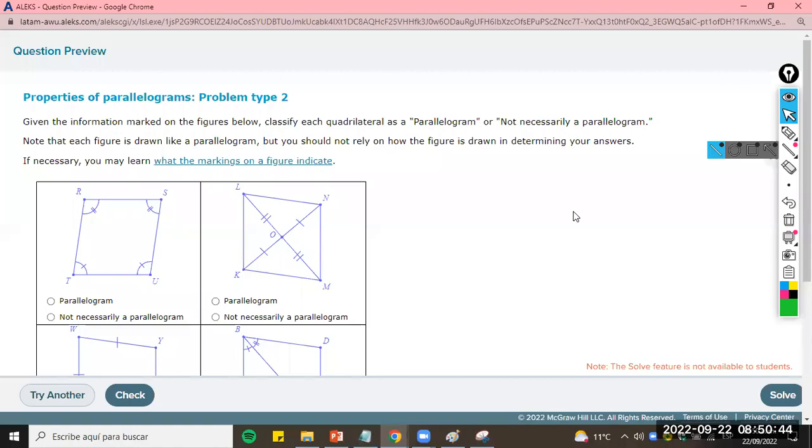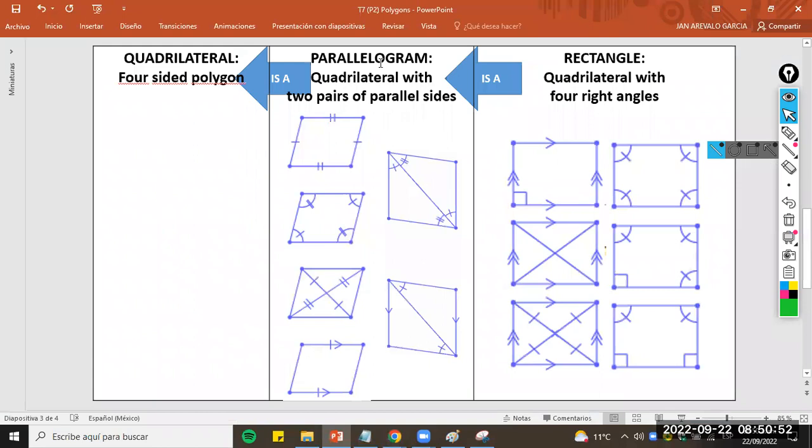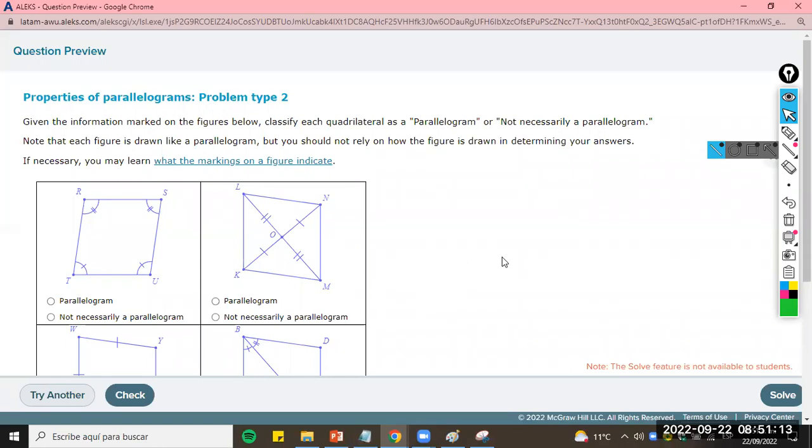Hello, ladies and gentlemen. This is Properties of Parallelograms, problem type 2. Remember what a parallelogram is. A parallelogram is a quadrilateral, that means a four-sided polygon, with two pairs of parallel sides. In here, we have the criteria, the conditions for a quadrilateral to be a parallelogram. So, you should have that table at hand.